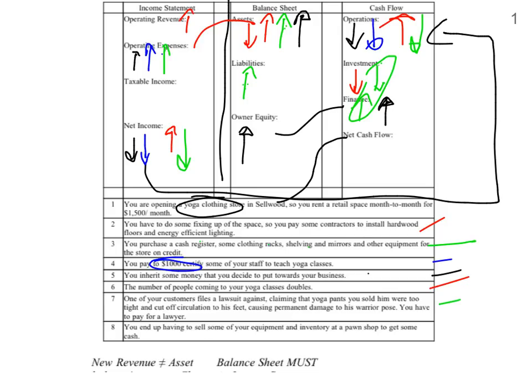Checked off, and then switching to blue for the last one, you end up having to sell some of your equipment and inventory at a pawn shop to get some cash. Now we said sell. So what we're doing here is taking some assets, that equipment, and you see a decrease there. And you end up with an increase in cash, because you are selling these assets. Purchase and sale of assets gets reflected in cash from investments. You have an increase in cash from investments. Remember, the cash flow statement is watching cash.